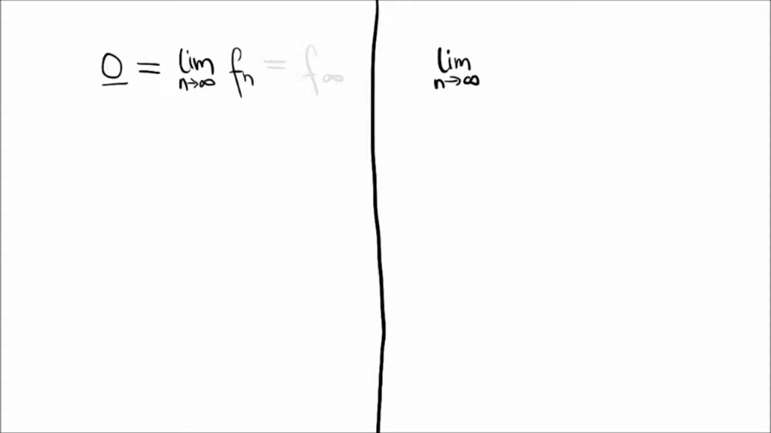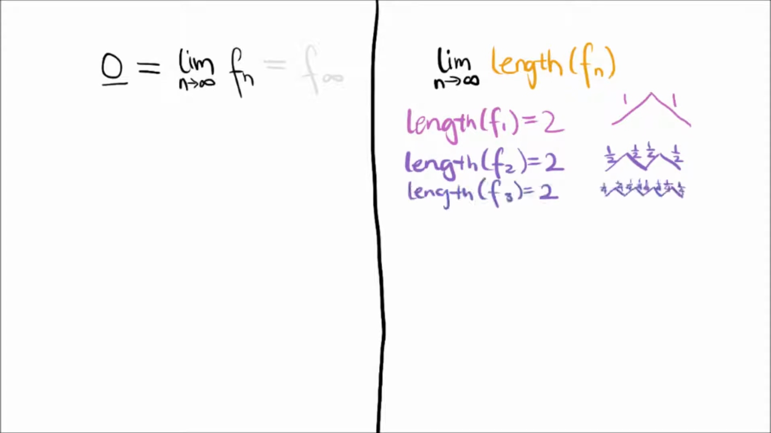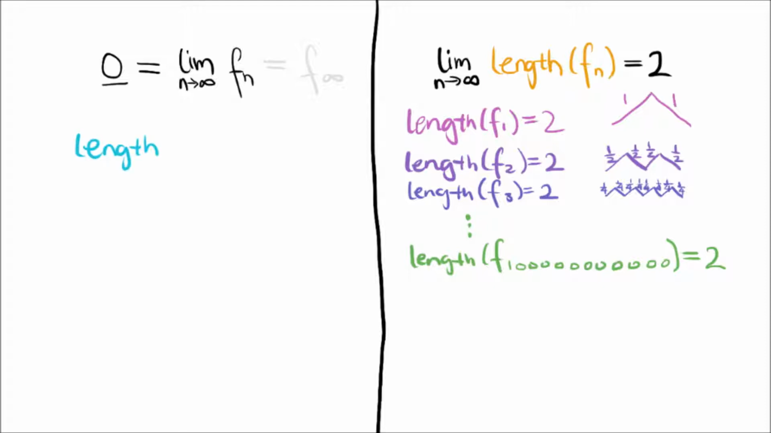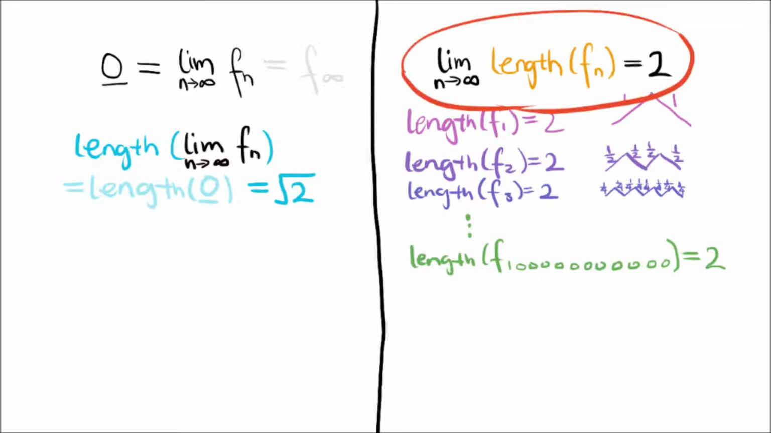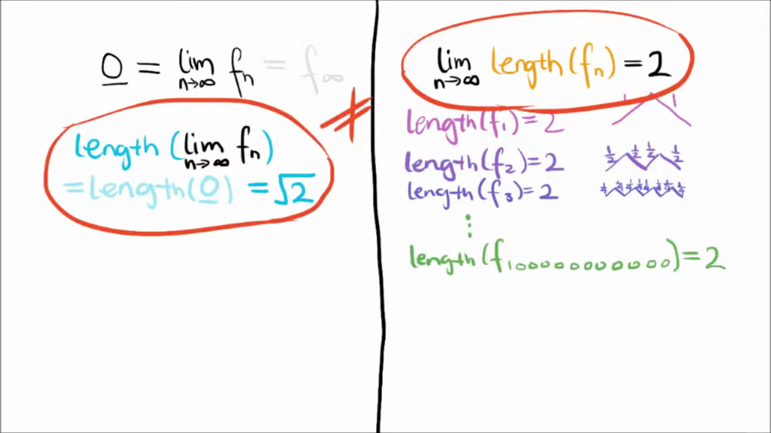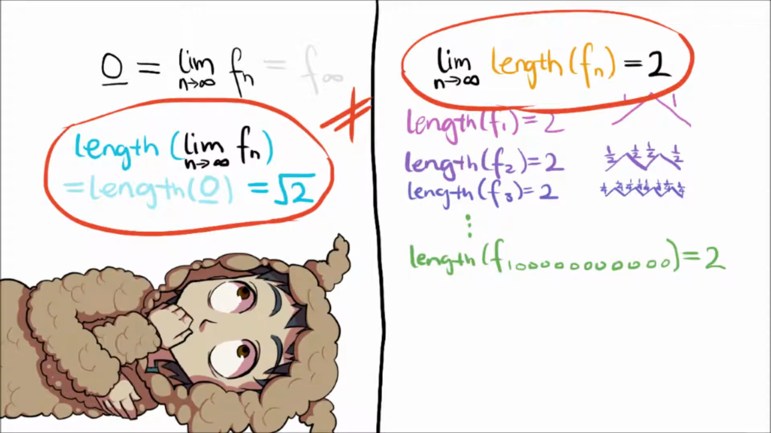But let's now look at the limit of the sequence of the length of the fn's. It's 2's all the way down. It's not getting any closer to anything other than 2, so the limit is 2. But the length of the limit of the fn's is the square root of 2. So the limit of the length is not equal to the length of the limit. Is that really a problem?